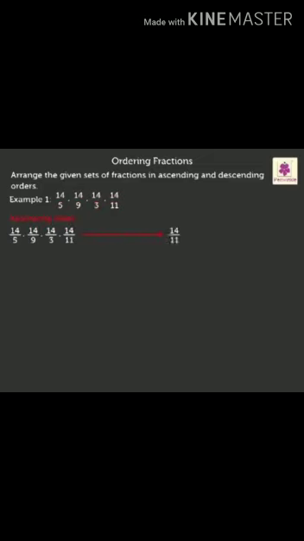Arrange the given sets of fractions in ascending and descending orders. Example 1. Numerators are same here. Thus, denominators arranged in descending order gives the fractions in ascending order as 14 upon 11, 14 upon 9, 14 upon 5, 14 upon 3, and denominators arranged in ascending order gives the fractions in descending order as 14 upon 3, 14 upon 5, 14 upon 9, 14 upon 11.